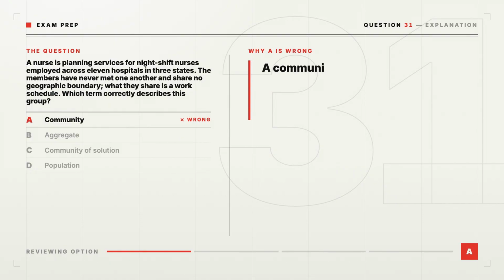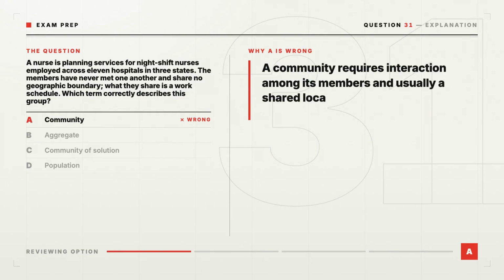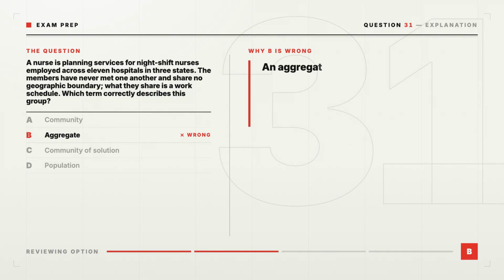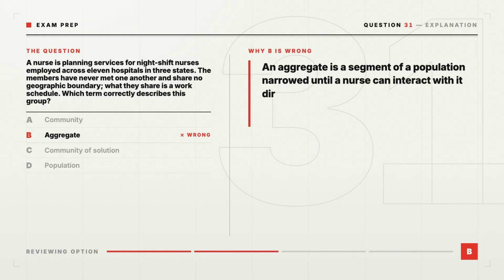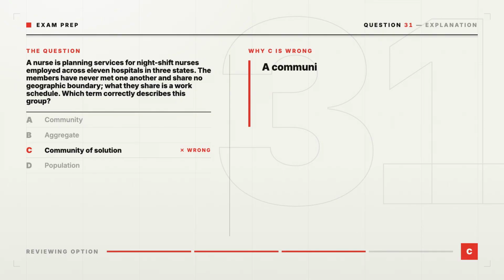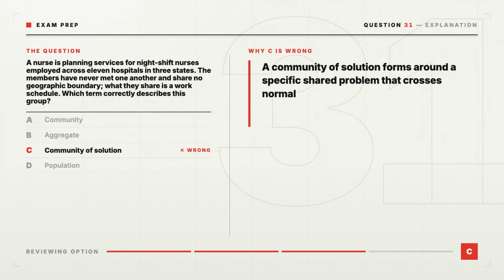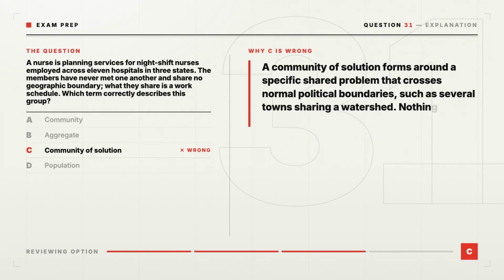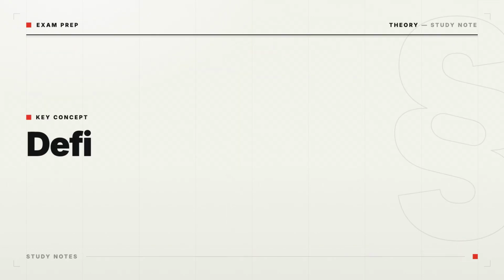A is wrong because a community requires interaction among its members and usually a shared location. The STEM rules both out deliberately. B is wrong because an aggregate is a segment of a population narrowed until a nurse can interact with it directly. A group spread across 11 hospitals in 3 states is not directly reachable. C is wrong because a community of solution forms around a specific shared problem that crosses normal political boundaries, such as several towns sharing a watershed. Nothing here describes a problem that unites the group.